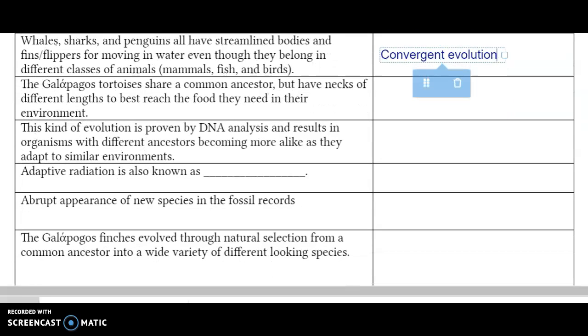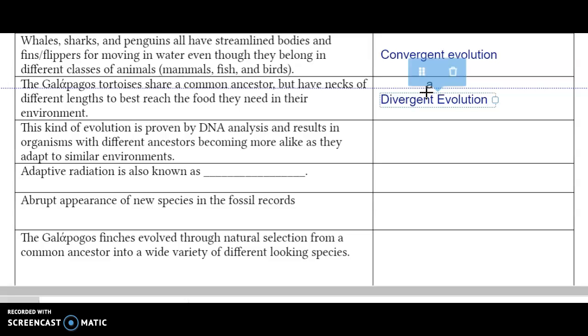Next one, the Galapagos Tortoise shares a common ancestor, but they have necks of different length to best reach the food that they need in their environment. They live in different environments, different foods available. Some of them have food that grows down on the ground. Some of them have to eat off the little bushes, so their necks will be longer because they have to stretch up. And they started out alike, but because they're growing up in different environments, over time they have adapted to those environments and become more different. So this would be divergent evolution.